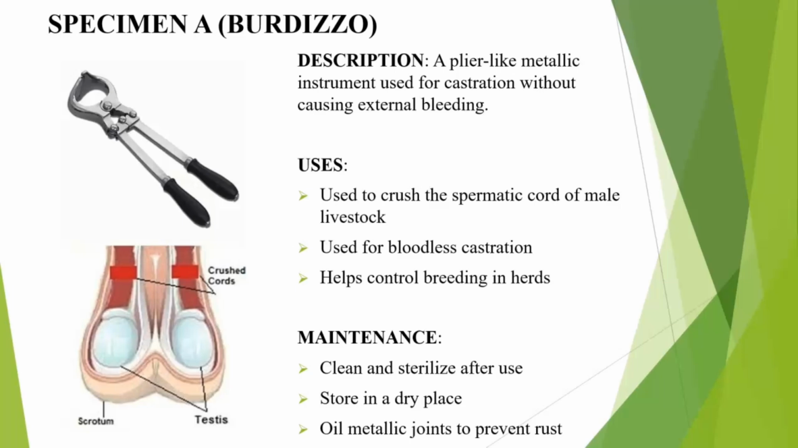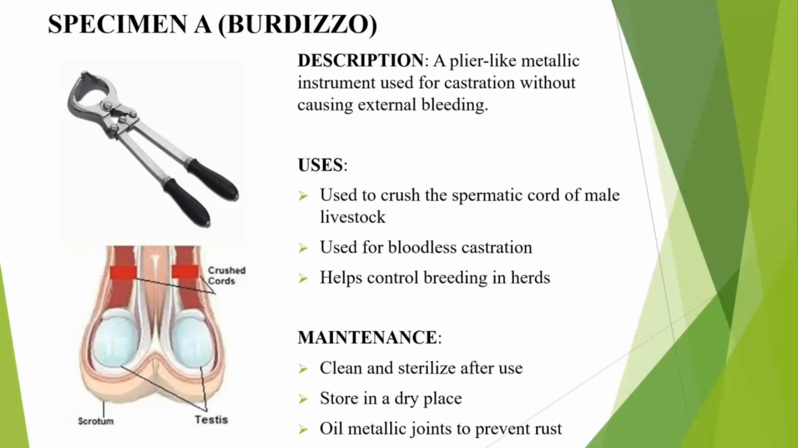Next question they will likely ask you, what are the uses? So the use is to crush the spermatic cord. If you look at the picture on your left, you see what we call a crushed cord. So there's a cord that enters the testis, and we want to crush that cord. And secondly, it is used for bloodless castration.